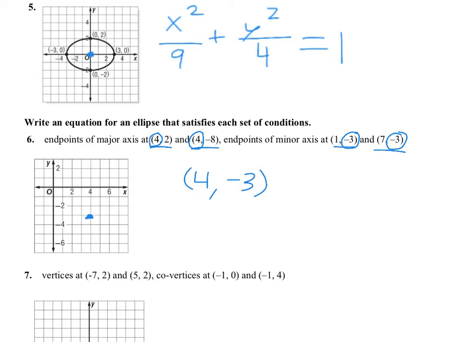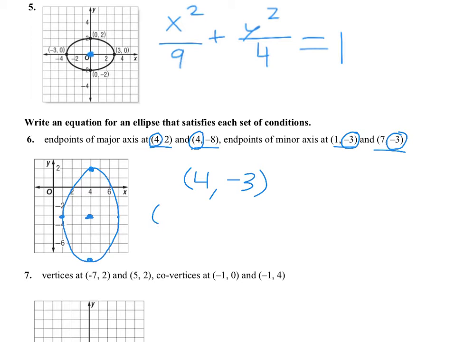And they give us the ends of the major and minor axis. So 4, 2 is up here. 4, -8 is off the graph right here. Now the minor axis, the endpoints are 1, -3, which is here, and 7, -3, which is here. So I'm graphing the ellipse even though we didn't have to. Alright, so looking at that, that looks a lot longer in the vertical direction.